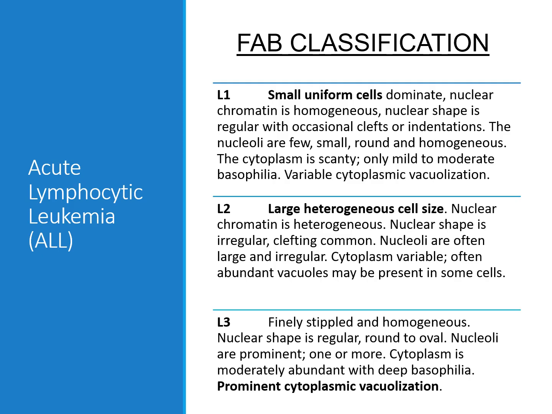And then L3 is finely stippled and homogeneous. We might have a nuclear shape that's regular, round to oval. We will see nucleoli that are prominent, one or two, and cytoplasm is moderately abundant with deep basophilia, and we will see prominent cytoplasmic vacuolization. Whereas in L2, we might see some abundant vacuoles, but not prominent. And then in L1, that cytoplasmic vacuolization is going to be variable. You may see it, you may not. It may be small, it may be large.